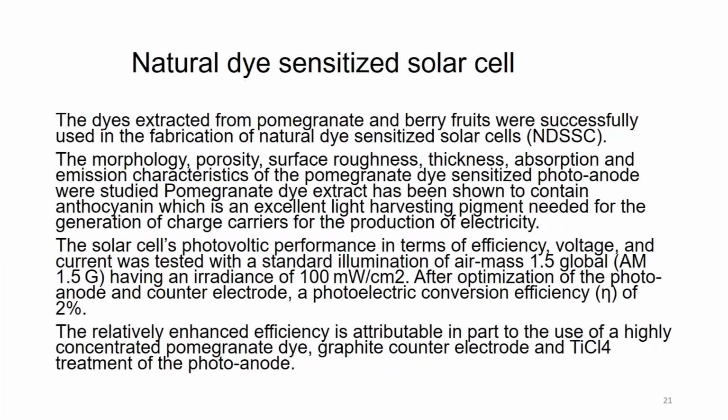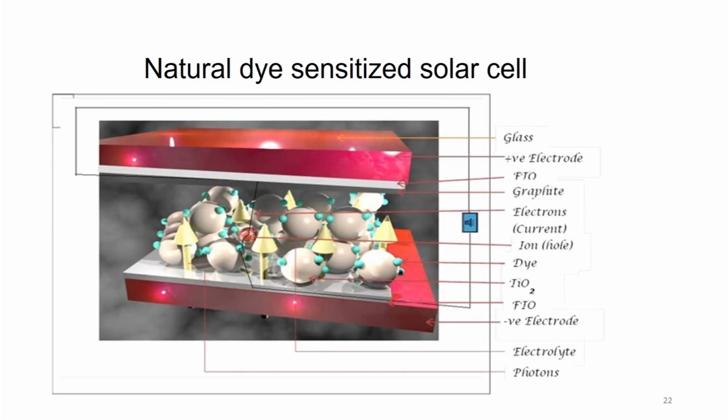After optimization of the photoanode and counter electrode, the photoelectric conversion efficiency was 2%. The relatively enhanced efficiency is attributed in part to the use of a highly concentrated pomegranate dye, a graphite counter electrode, and titanium tetrachloride treatment of the anode, the photoanode.